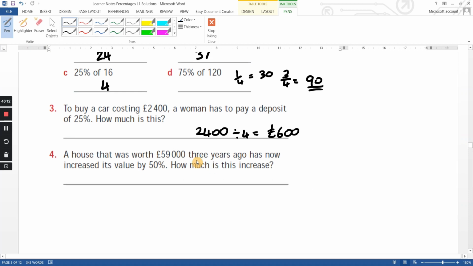House that was worth £59,000 3 years ago has now increased its value by 50%. How much is this increase? So we just have to work out half of that. So let's do it like this. Bus stop method. 2 into 19 is 9, remainder 1. 5 and then 2 zeros, so don't forget the pound sign. Yep, 29,500.